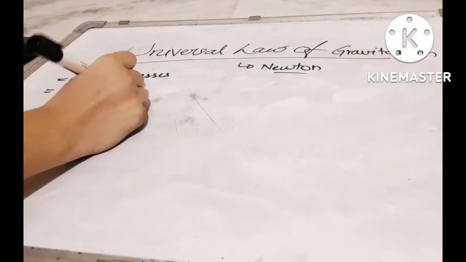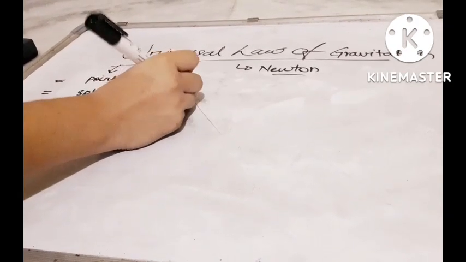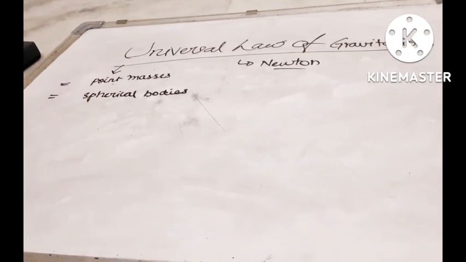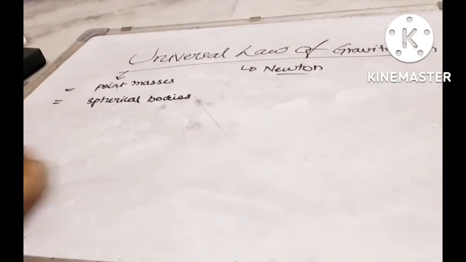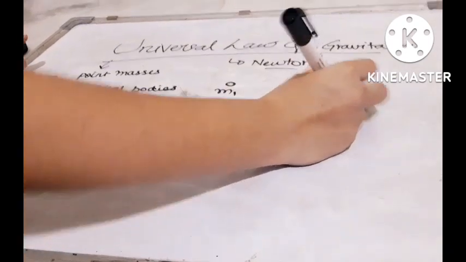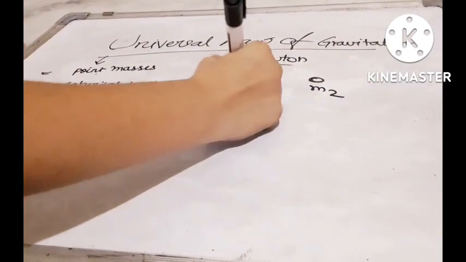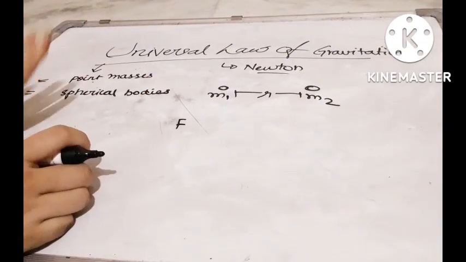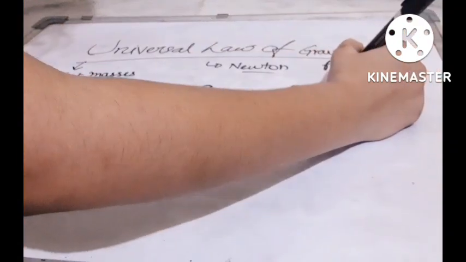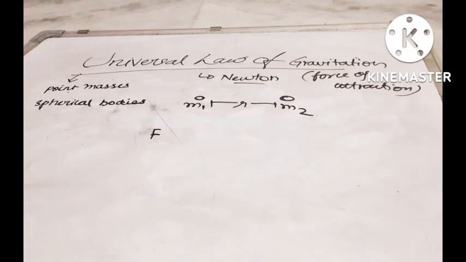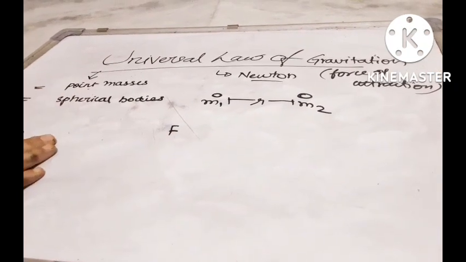Point masses and spherical bodies. So what does that state? That if you have 2 point masses, of mass m1 and m2, and the distance between them is r, then the force of attraction, always remember, gravitation is always a force of attraction, it's never repulsion, okay? So you will always consider it to be a force of attraction only. So attractive force only means positive forces only. These are not negative forces.